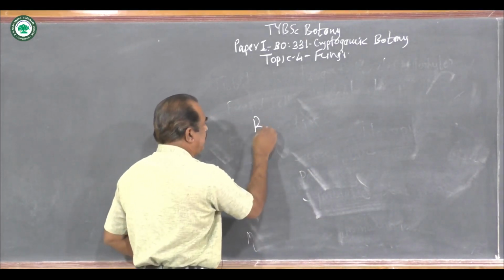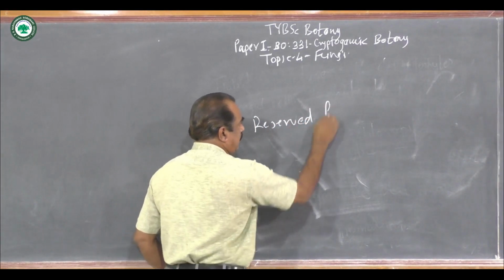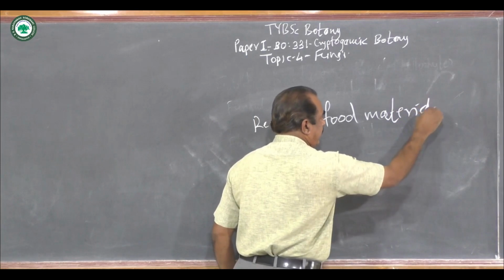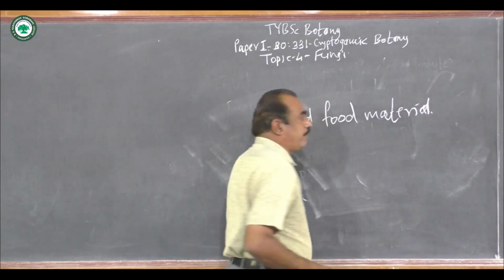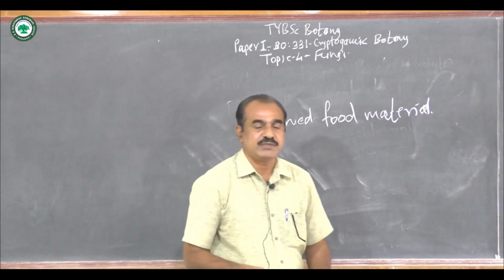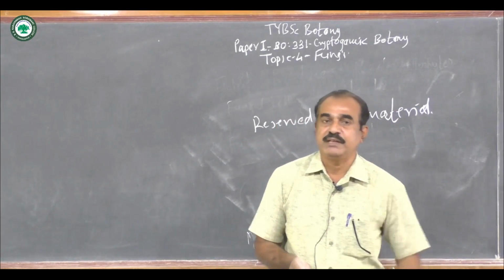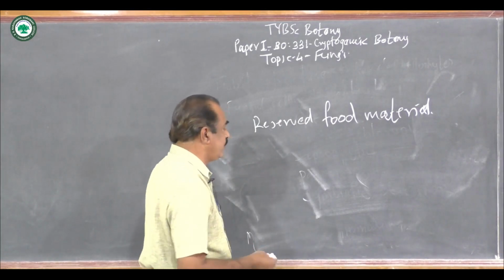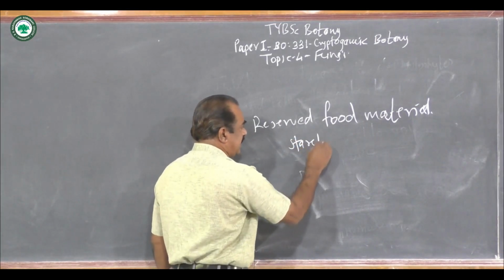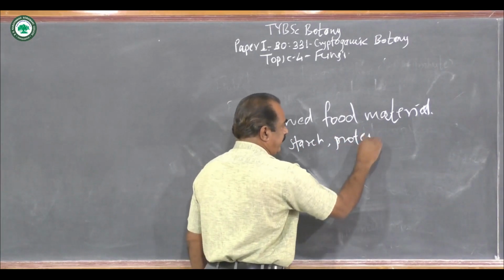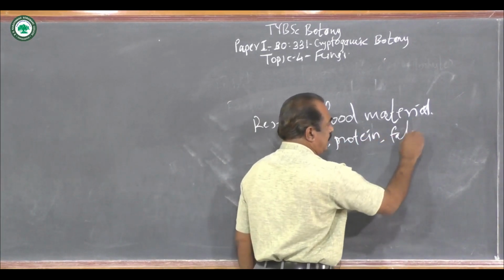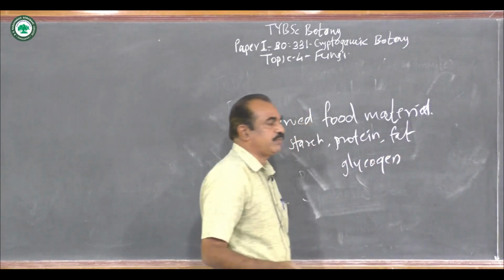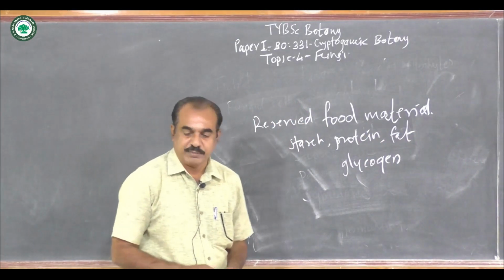Now, the result of food material. Fungi store different types of reservoir food material, and this is one biochemical character of the fungi which is important for the preparation of the classification. These reservoir food materials are, for example, starch, protein, fat and glycogen. These are the different types of reservoir food material found in the different fungi.